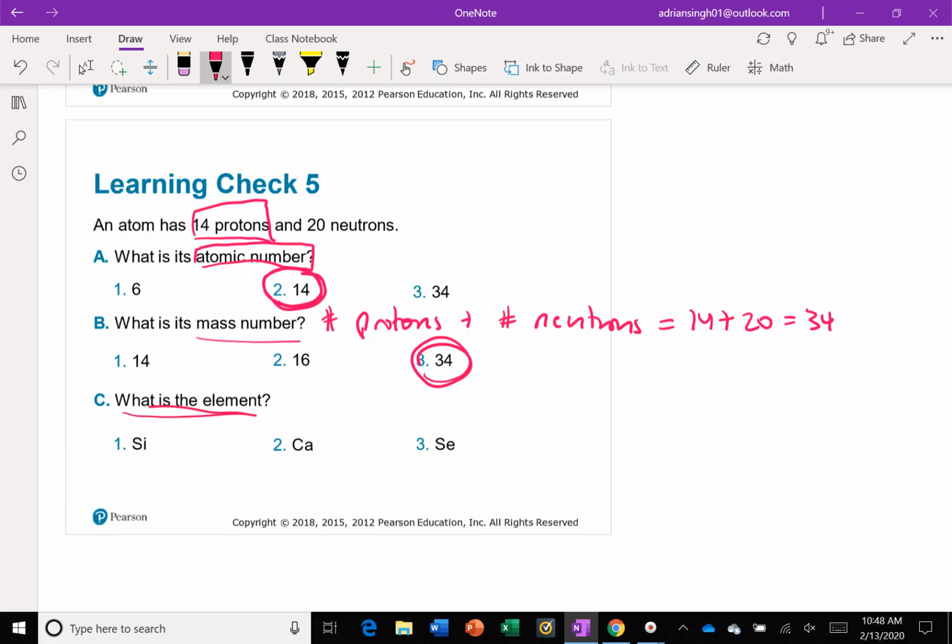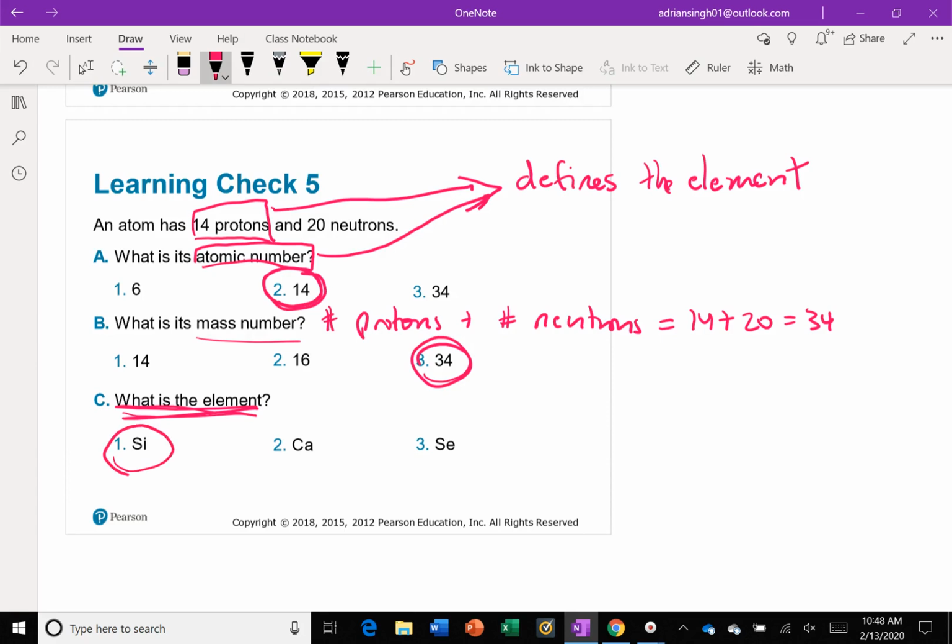And then what is that element going to be? Well, we said at the very beginning, the number of protons, which is the same as the atomic number, defines the element. So we just look up 14 on the periodic table as our atomic number, and that'll give us Si, which is silicon.